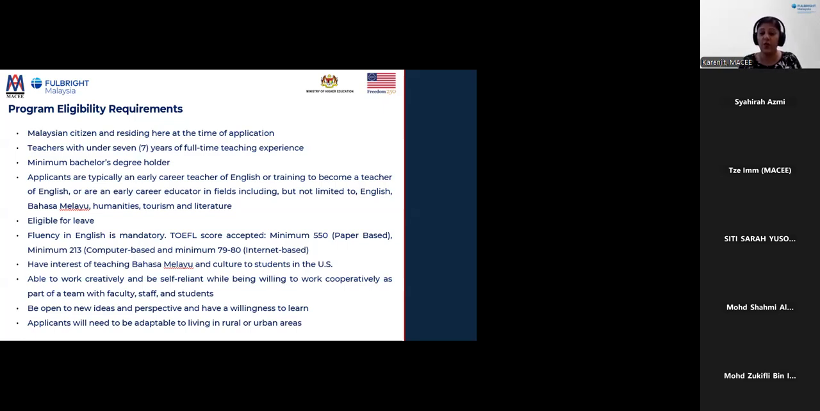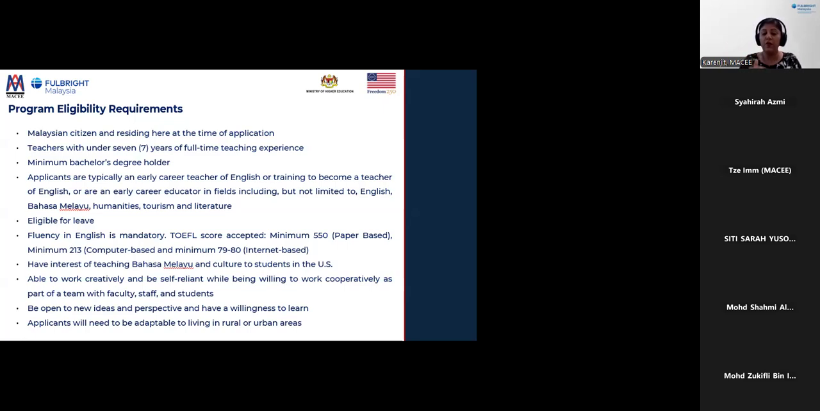Now, individuals who are considered not eligible to apply for the program. One is if a teacher has more than 7 years of full-time experience, they will not be eligible to apply. This program is open for educators from secondary school onwards at minimum. So if you are a teacher from secondary school or even a higher learning institution, you are eligible to apply for this program. All right.